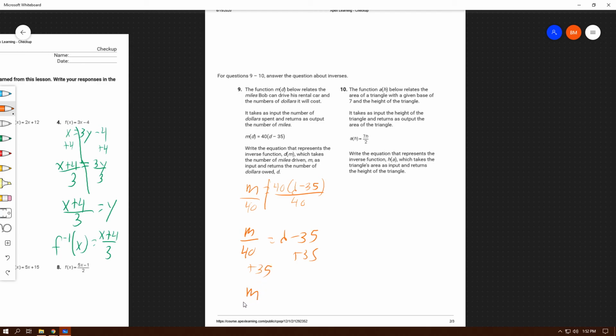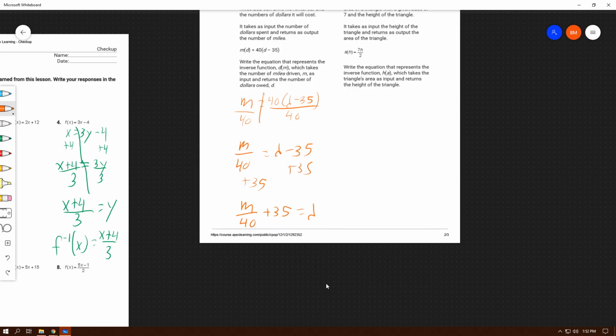So I have m over 40 equals, oh shoot, sorry. Should be a plus sign, not equal sign. Plus 35 equals d. And then I don't think we really need to go into inverse notation, but we should probably write this as d of m equals m over 40 plus 35. All right, so I'm just flipping and solving for the other variable. That's all this section is.